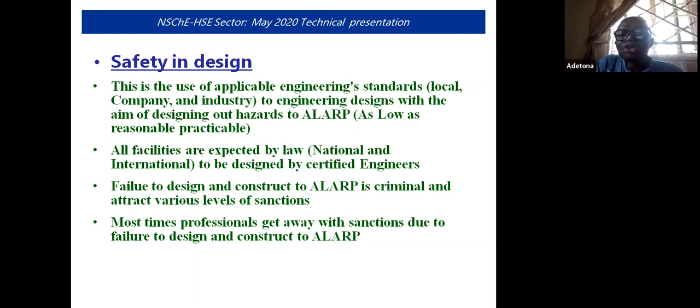Failure to design and construct to the law is criminal and attracts various levels of sanctions. Most times, professionals get away with sanctions for failure to design and construct to the law because of the level of awareness in developing countries. But as time goes on, especially now that you have more lawyers going into engineering, it will become difficult for us to escape, because most times we escape because the prosecutors are not versed in the nitty-gritty to prove beyond reasonable doubt in the courts of law.